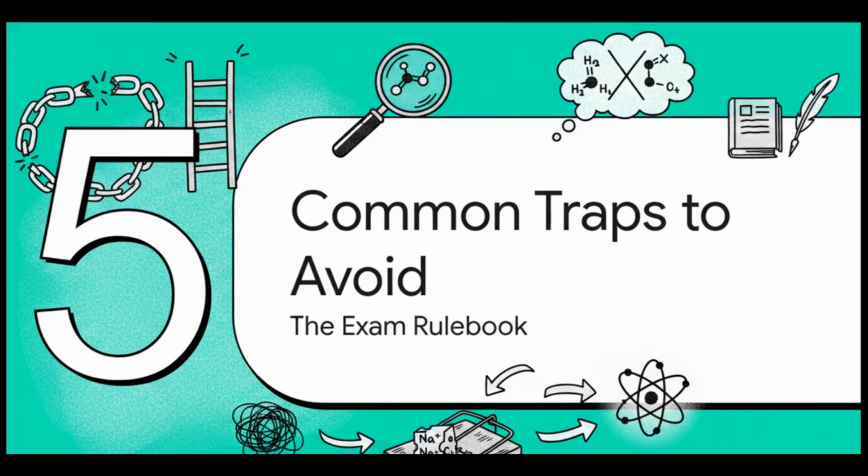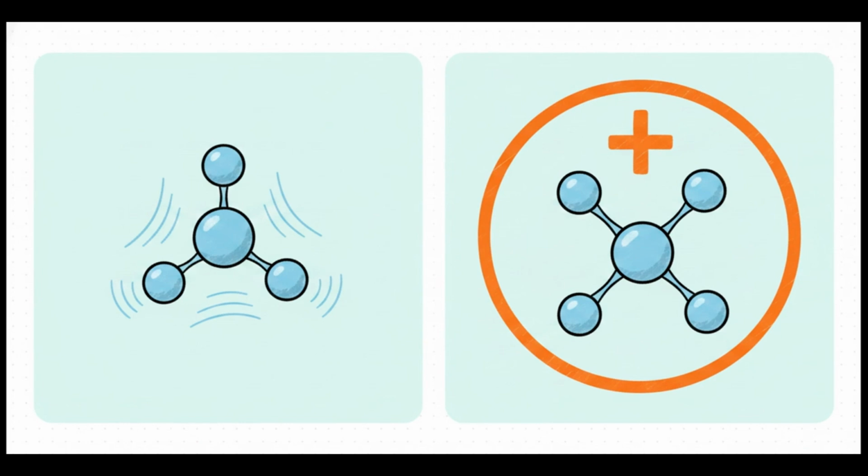All right, we've made it to Section 5, Common Traps to Avoid. Let's open up the exam rulebook. So the absolutely crucial point here is knowing the exact difference between these two very similar sounding terms. Ammonia, NH3, is a simple covalent molecule. It has zero overall charge, it's just happily sharing electrons.